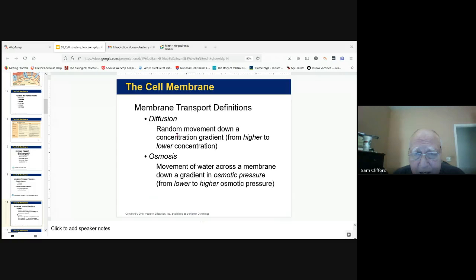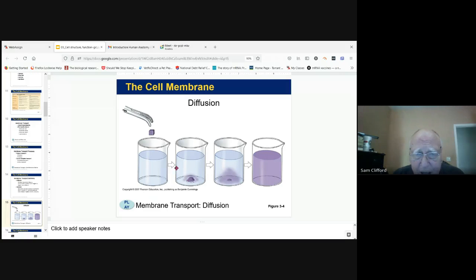So diffusion goes from high concentration to low concentration. Osmosis is the movement of water across a membrane from a higher osmotic pressure. Okay, so movement of water across the membrane goes from lower to higher osmotic pressure. We'll see what that means. So if a substance is dropped into water, it's going to start diffusion from high concentration till it reaches equilibrium. So diffusion depends upon the concentration of a substance in a liquid environment.